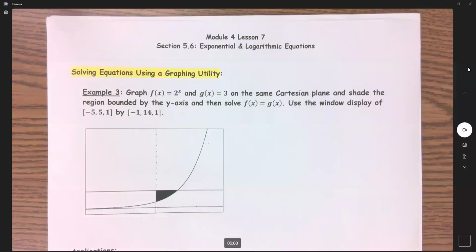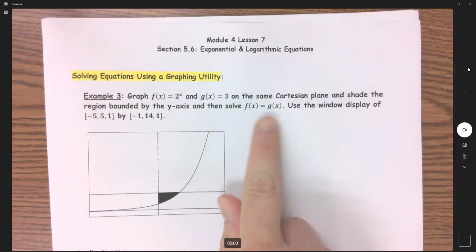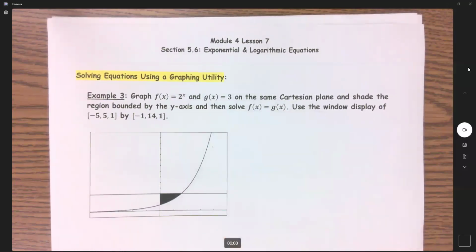We're going to do one short example of solving equations using a graphing utility. Example 3 here comes directly from my math lab, I am pretty sure. It says graph f of x and g of x on the same plane and shade the region bounded by the y-axis, and then solve f of x equals g of x. Use the window display of -5, 5, 1 and -1, 14, 1. Okay, so I'm actually going to start with the "then solve" part first.